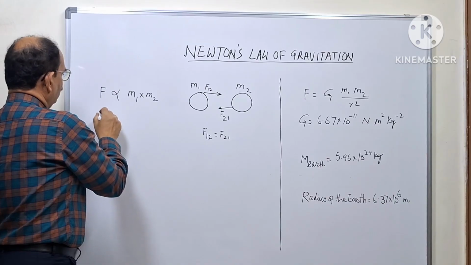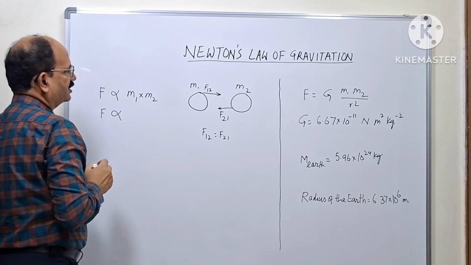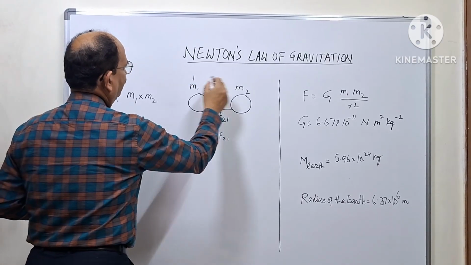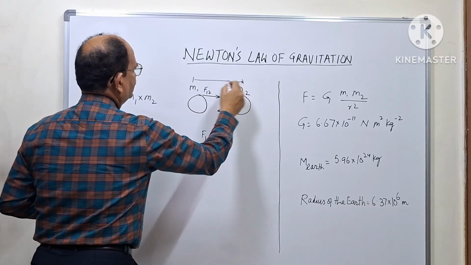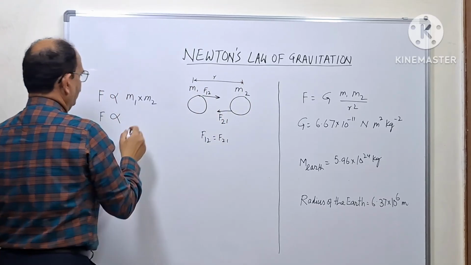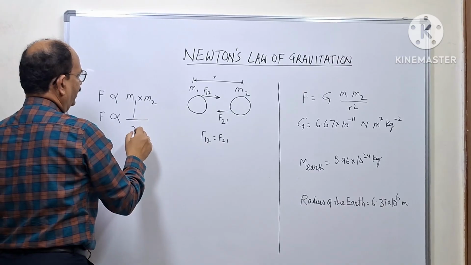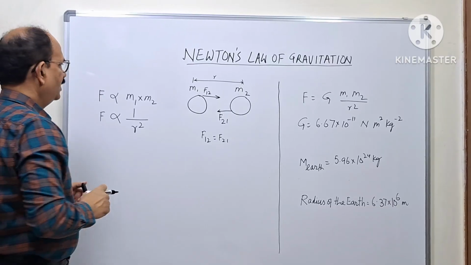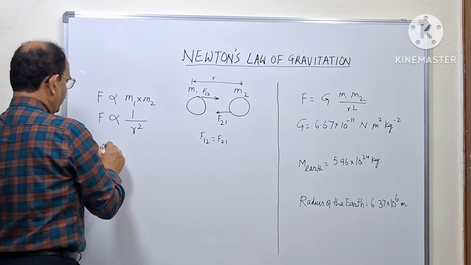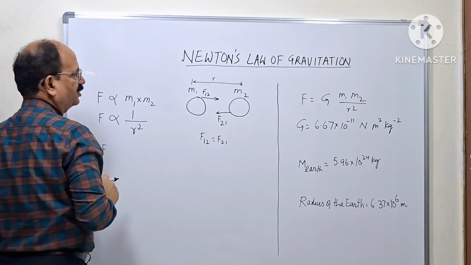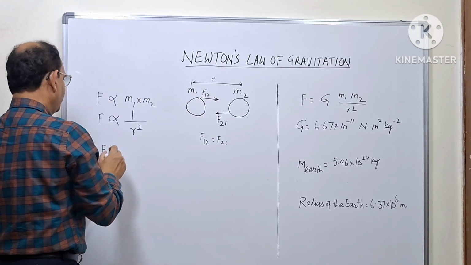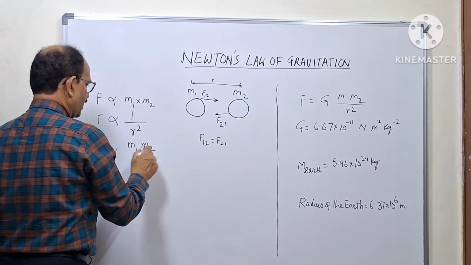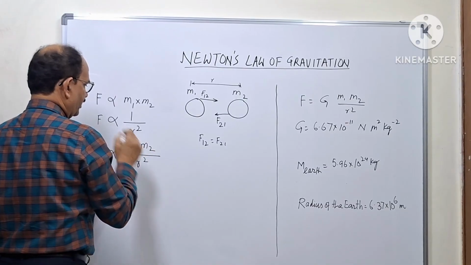He also found that the force between the two objects is also dependent on the distance between these two objects, and it will be inversely proportional to the distance square. So with these two, the force of gravitation will be proportional to the multiplication of the two masses divided by r square.